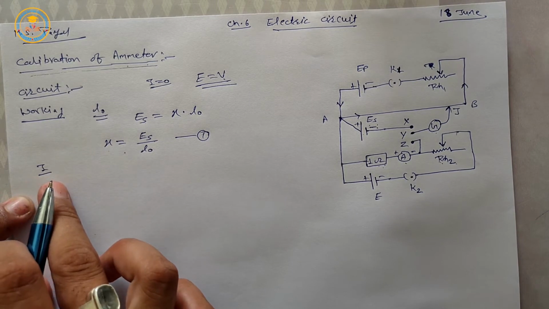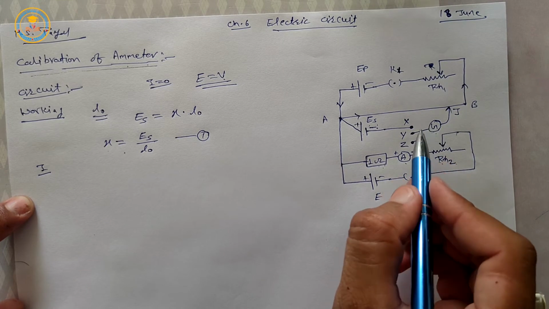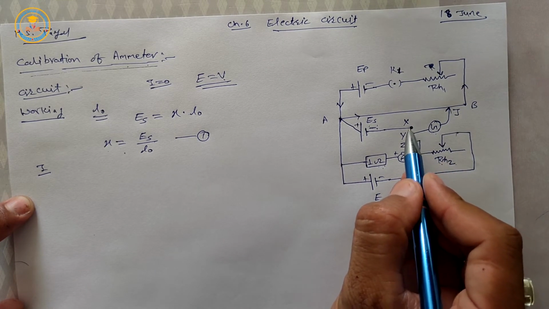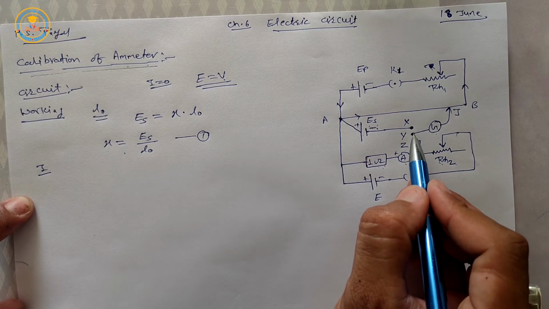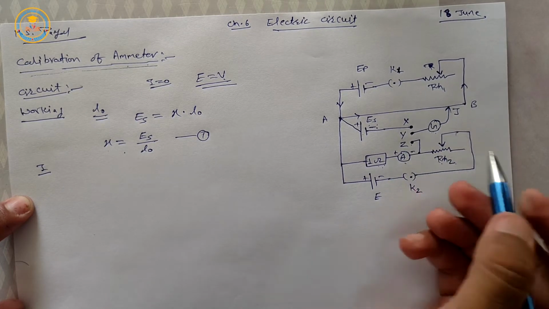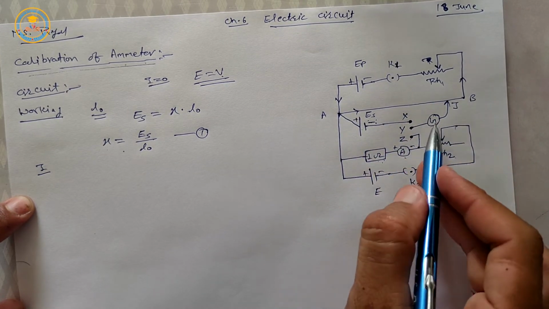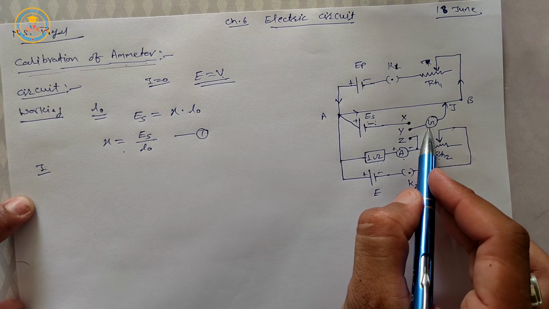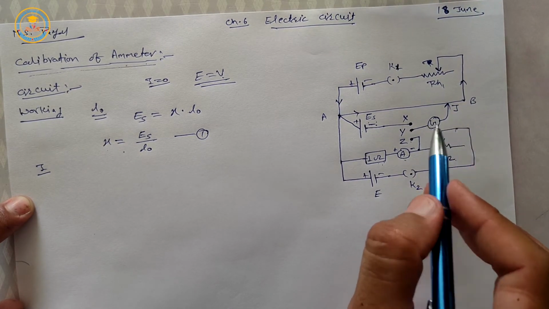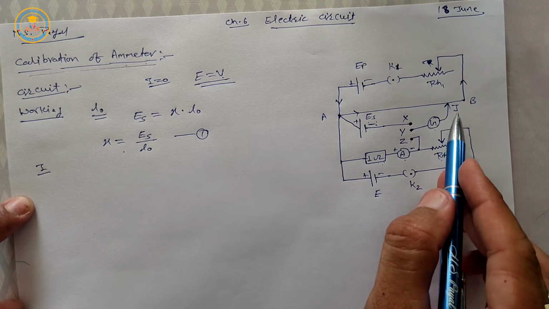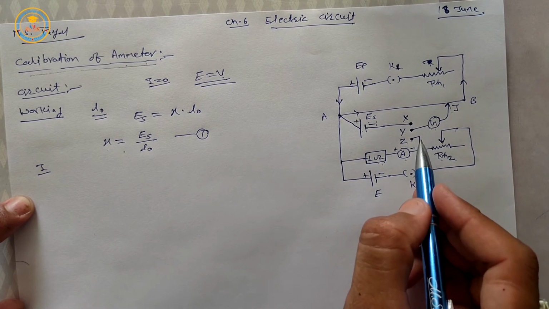It is errorful reading. Now we remove the plug from X and Y and insert it in Y and Z. Due to this, another circuit is connected to this galvanometer, and the galvanometer shows a deflection. So for zero deflection, we move this jockey on the wire to a zero deflection state.